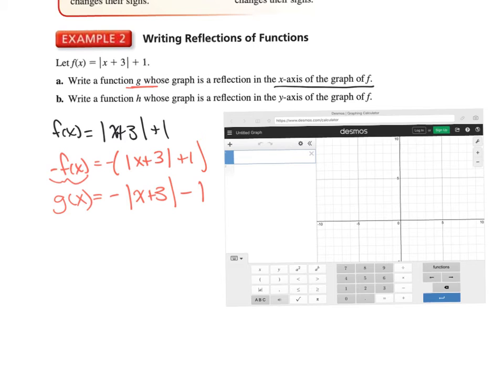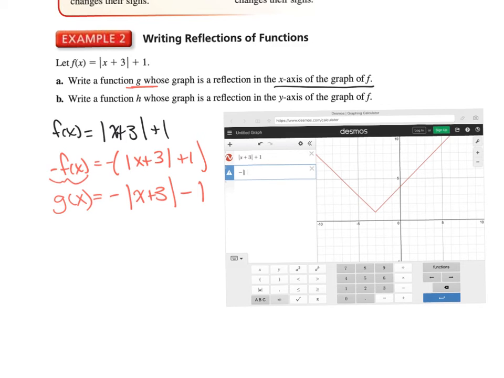Let's graph it. Let's graph the original and the new. There's an absolute value on Desmos, so that kind of helps. So the original is the absolute value of x plus 3, plus 1. And so there's the original, okay? Now we're expecting this to reflect over the x-axis. So we expect this to be a V-shape pointed down, a reflection. So let's take a look and see if that happens.